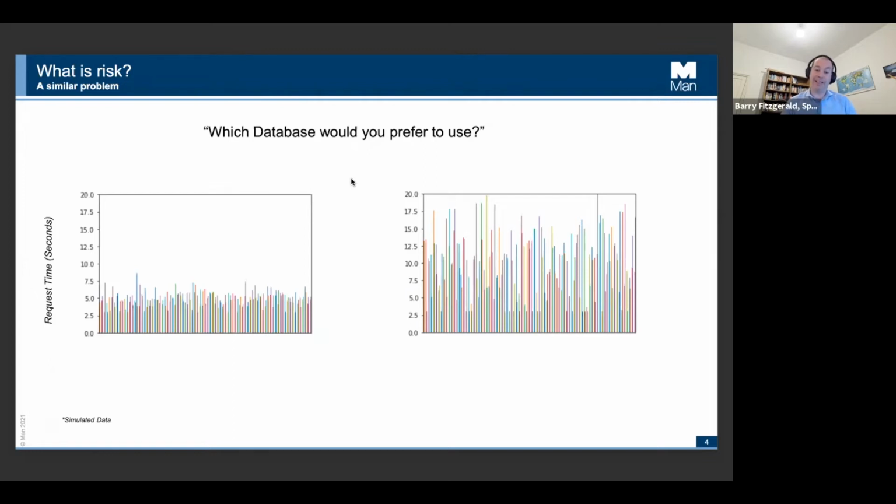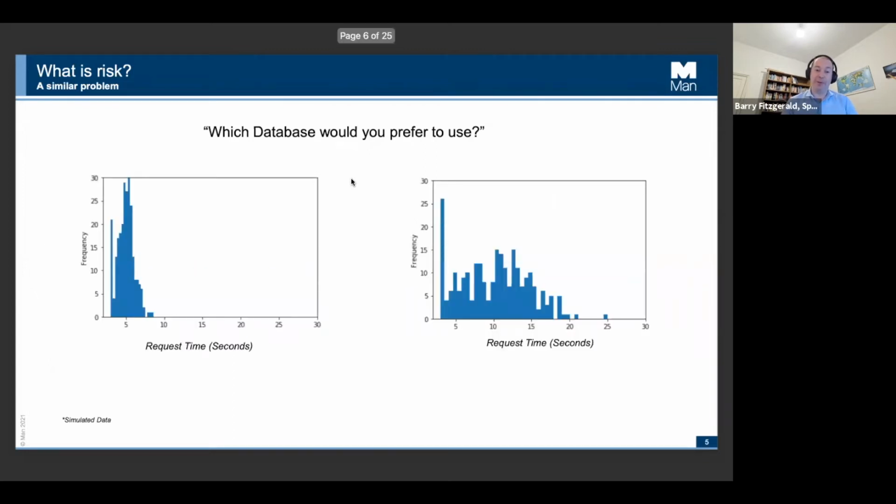We could make this even easier to answer by transforming it to histograms. So if we take all of the request times and plot them as a histogram, again, now this makes it really super obvious. We can see the one on the left has a nice tight distribution of request times, whereas the one on the right has this long tail. We can see an individual request took 25 seconds. And it makes it very easy to choose between the 2 of these. But a downside of looking at it like this is this works extremely well if we're comparing 2 databases.